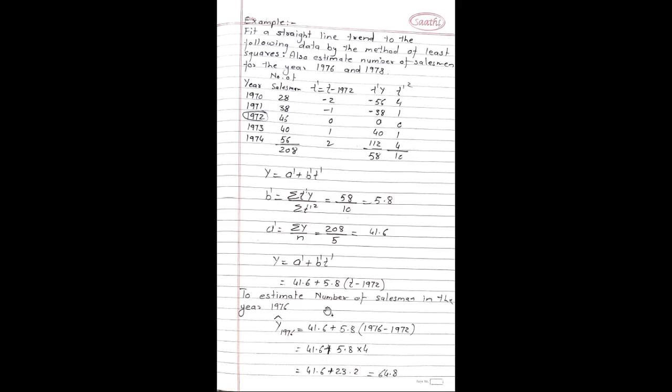Now to estimate the number of salesmen in the year 1976, estimated value of salesmen for 1976 is equal to 41.6 plus 5.8 into bracket 1976 minus 1972, which is equal to 41.6 plus 5.8 into 4. So multiply these two terms first. The answer is 23.2 and add it to 41.6. So the number of salesmen for 1976, the value is 64.8.